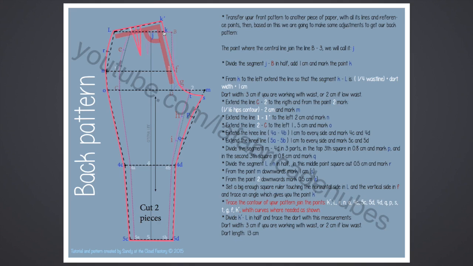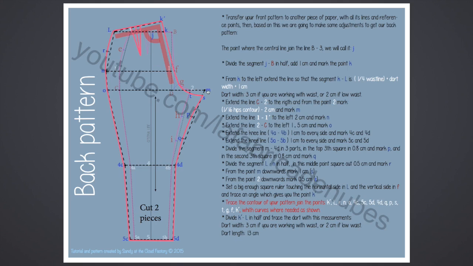Now, from the point K to the left, you have to extend the waistline of your front pattern, and in that line you have to mark the following: 1/4 part of your waist contour, then add the dart width, which is 3 centimeters, and then add 1 centimeter more and mark it here, and that will be your point L.